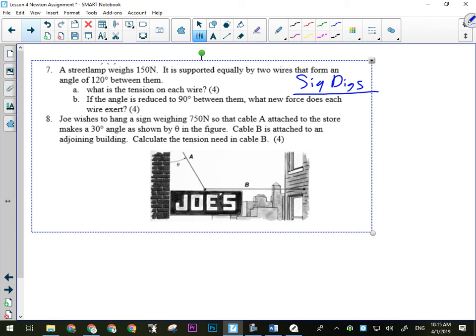All right, number 8, another static question. We've done like 3 or 4 like that one as well. It's a sign supported by two wires, right? One is angled, and the angle is given to us as 30 degrees. So this angle here is 30 degrees. B is horizontal, right? We're trying to calculate the tension in cable B, in the horizontal cable.